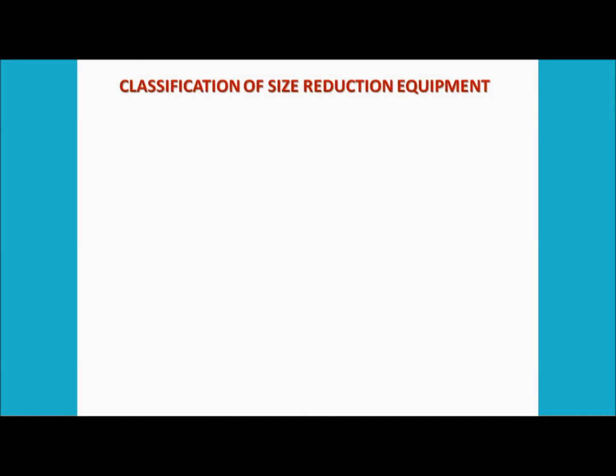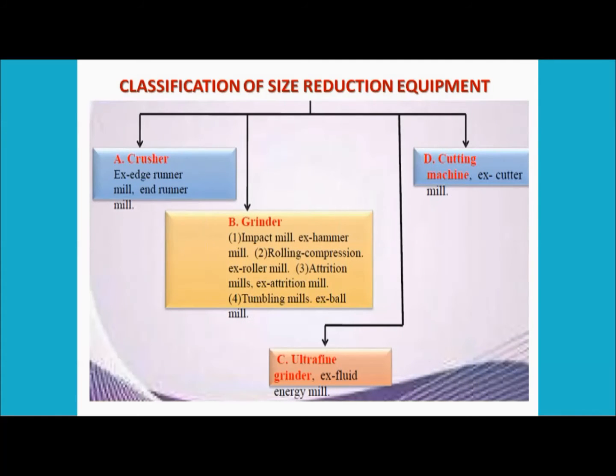Now you see the classification of size reduction equipment. So basically we have classified them into 4 types. Number 1, crusher. Number 2, grinder. Number 3, ultra fine grinder. Number 4, cutting machine. In the crusher we have examples like edge runner mill and end runner mill. In the grinder we have examples like hammer mill, rolling compression roller mill, attrition mill, etc. In the ultra fine grinder we have fluid energy mill. In the cutting machine we have cutter mill.